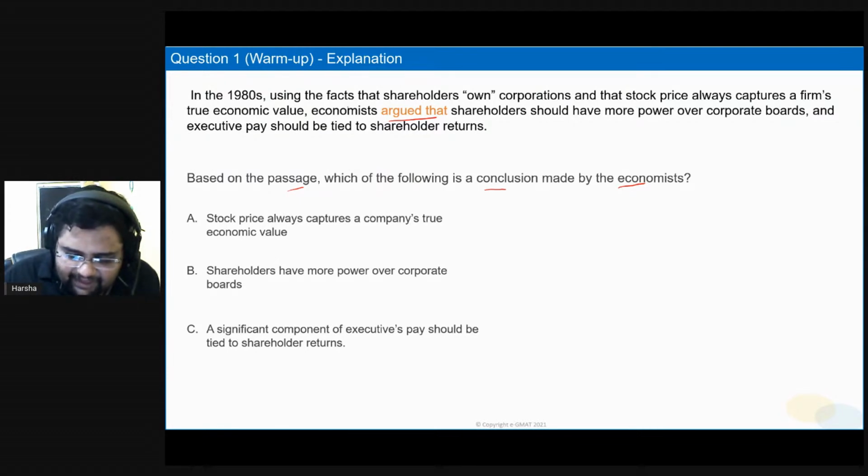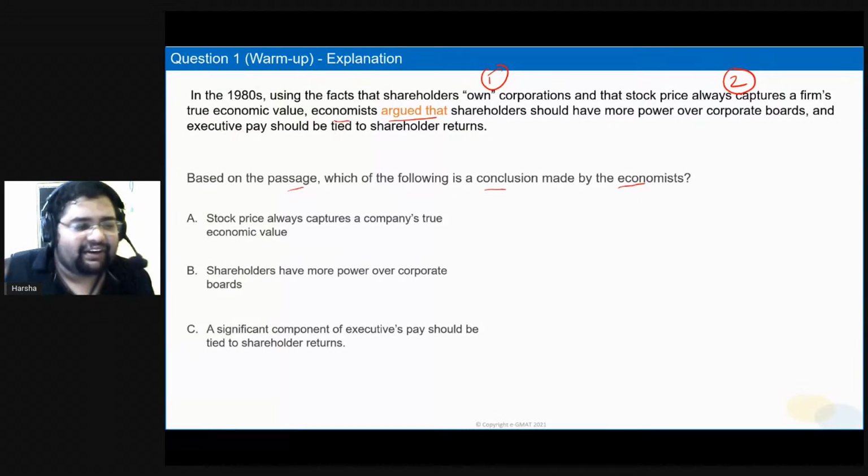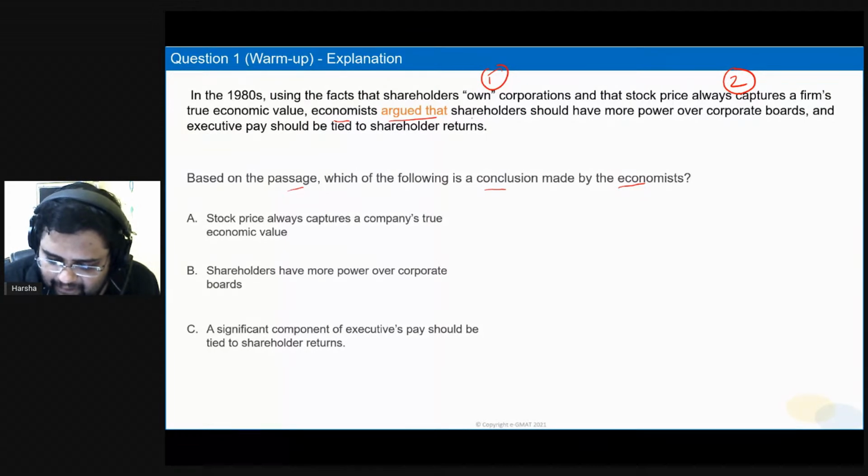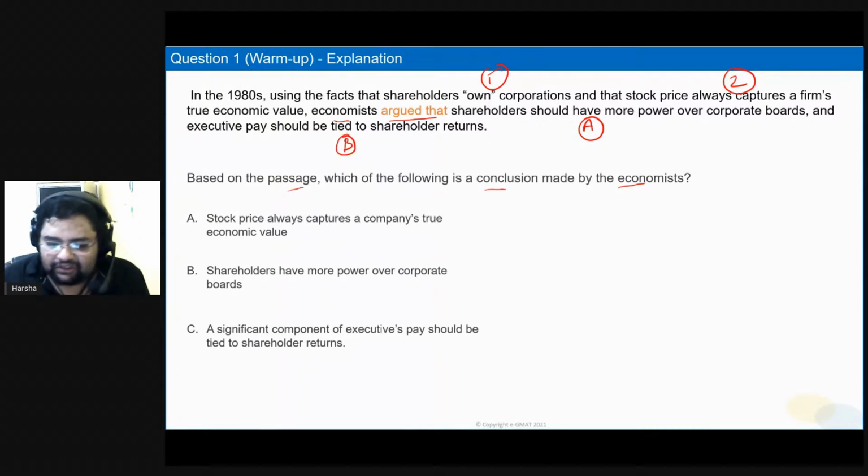In this case, you're given that, number one, shareholders own corporations, and number two, stock price always captures a firm's true economic value. So based on these 2 points, economists are making the point that they argued that, in other words, this is their argument, this is their conclusion, this is the point they want to assert, what they want you to take away. So based on 1 and 2, the economists argued that shareholders should have more power, that's A, and executive pay should be tied to shareholder returns, that's B. So 1 and 2 are essentially the premises used by the economists to make the conclusions A and B.